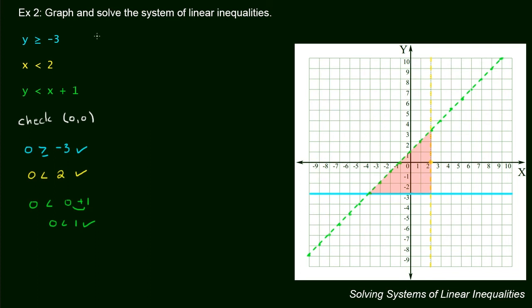And there you have it. Our answer to this inequality is in this triangular shaded region. And that is how you solve a system of linear inequalities.